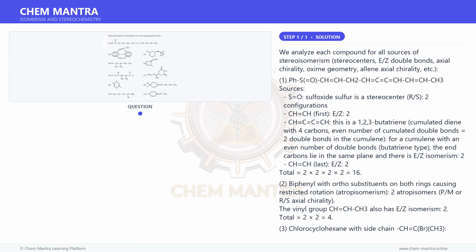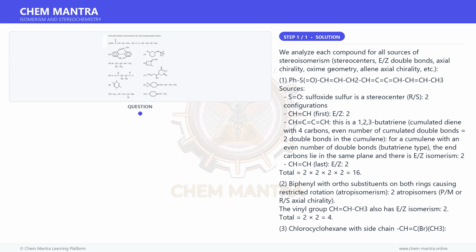1. PhS(=O)-CH=CH-CH2-CH=C=C=CH-CH=CH-CH3. Sources: S=O, the sulfoxide sulfur is a stereocenter, R/S, 2 configurations.